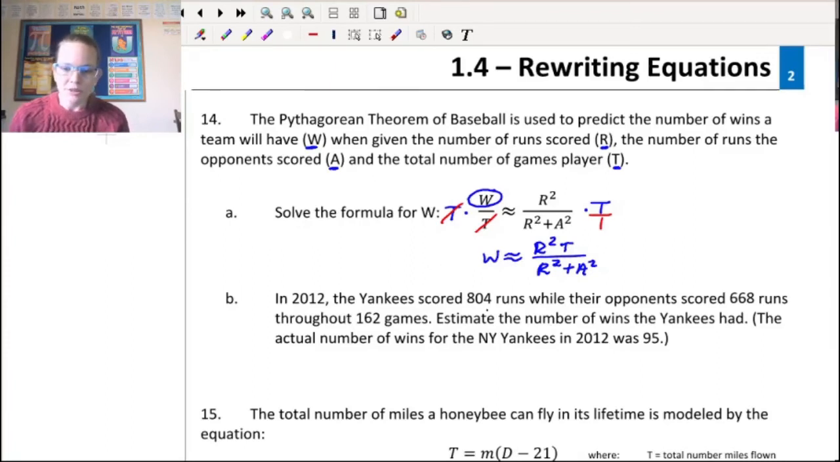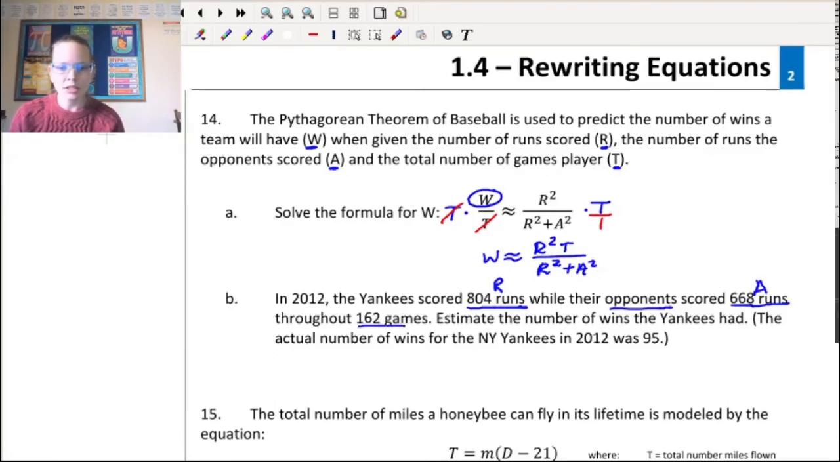So in other words, we're going to use these numbers, we're going to figure out where to plug them in on the right side of our equation to figure out how many wins, how many W's they had. The Yankees scored 804 runs, and looking back at our original, runs scored was R. So we're going to put this 804 in where we have R's in our equation. Their opponents scored 668 runs, that was our A. So 668 is our A. Don't know why A, that's kind of strange.